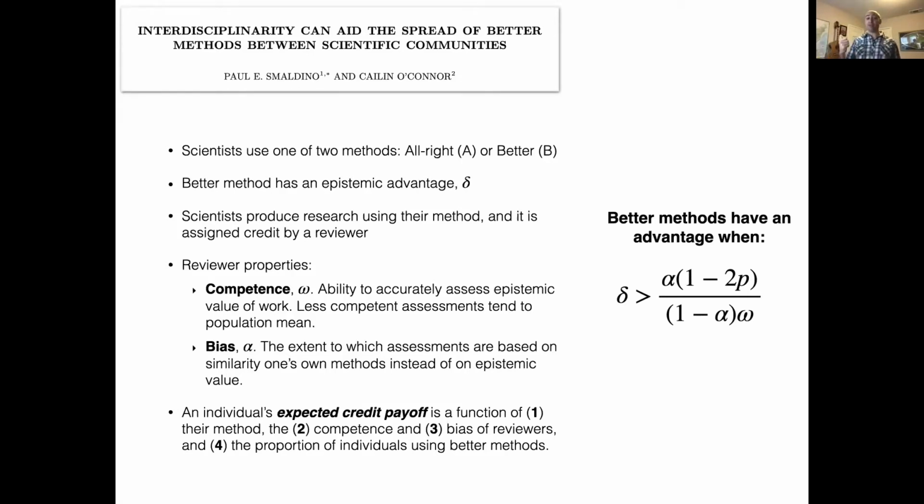This happens, it's more likely to happen when there's greater competence. It's less likely to happen when there's greater bias. And also the proportion of better method users matters. So the more better method users there are in the population, the more likely you are to get a reviewer who's also using that method, and so bias won't come into play.